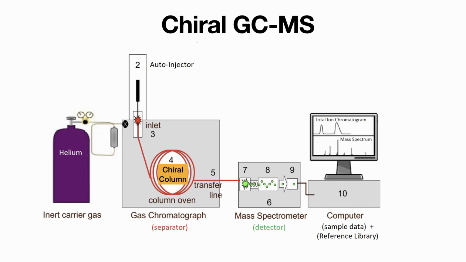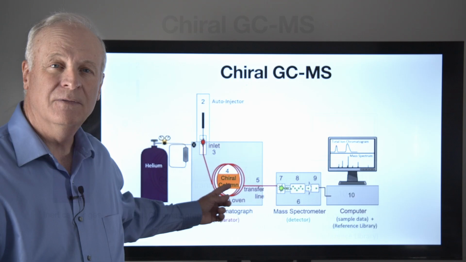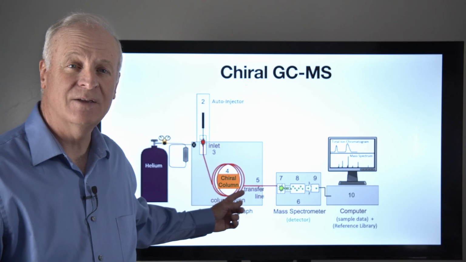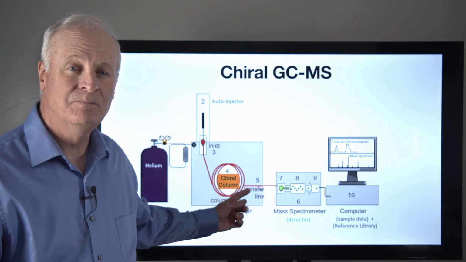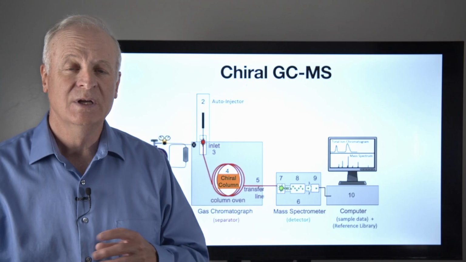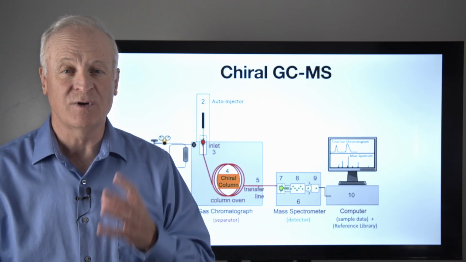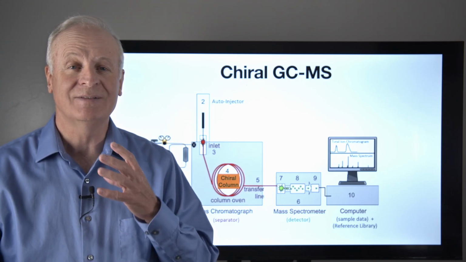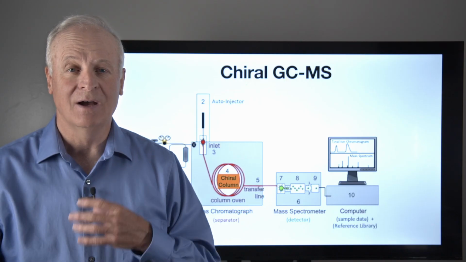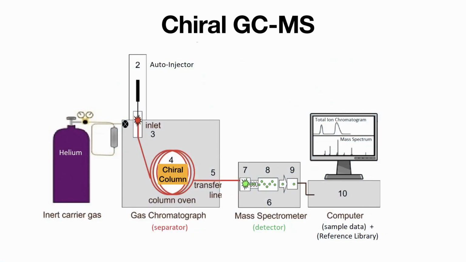Now, the Chiral GCMS instrument is almost exactly the same as the GCMS instrument. How are they different? This Chiral GCMS has a chiral column. And with the chiral column, it will look at the molecules in the frankincense essential oil and separate the chirality of the molecules. So instead of there being one alpha pinene, we can separate it into two alpha pinene enantiomers.